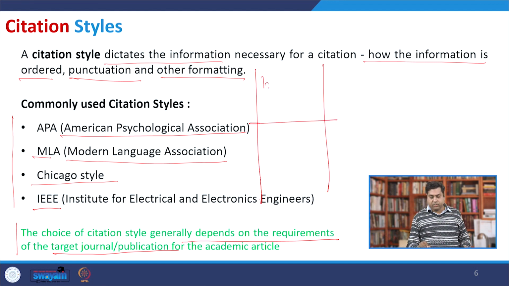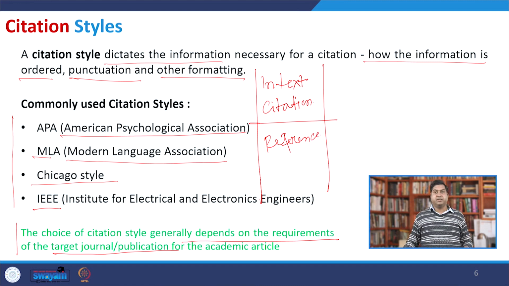One is your in-text citation and the other one is your references. In-text citation is where you write a statement and just after that you insert the citation, or you can also start a sentence by citing some of the papers or the authors who have authored them.